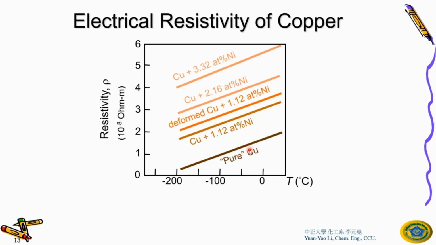Okay, importantly, when you add 1.12, what is this? Atomic percentage. If you have 100 atoms in this material, then you have 1.12 atoms of nickel in this material. Well, I should say 98.88 percent atoms of copper, and then 1.12 atoms of nickel in this material. So this is what we call impurity.